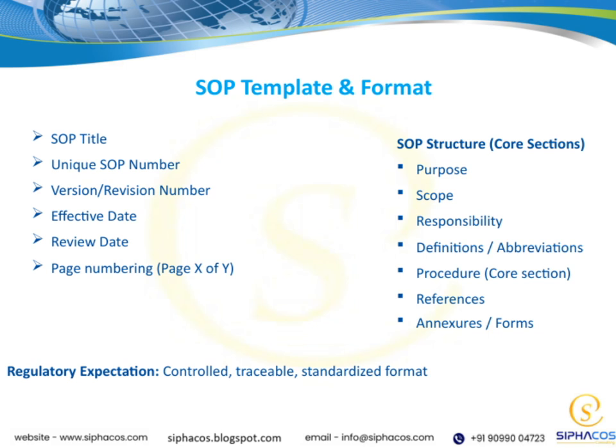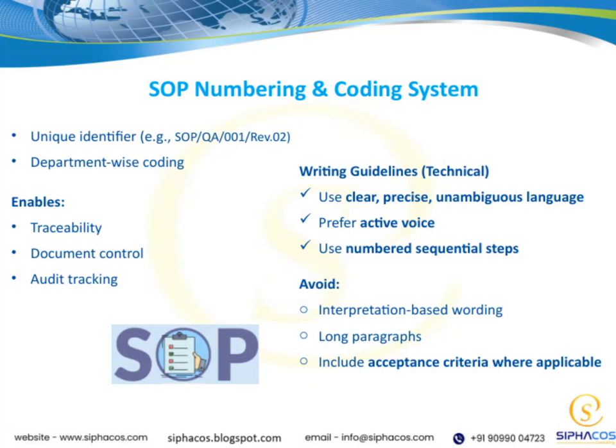By following this structured approach, we not only meet regulatory expectations, but also promote clarity, consistency, and traceability across our standard operating procedures. Let's talk about some key writing guidelines for technical documents. First, it's essential to use clear, precise, and unambiguous language. This helps ensure everyone understands the instructions or information without confusion.